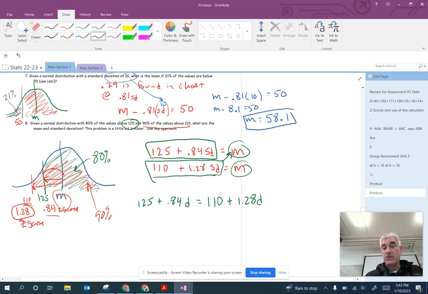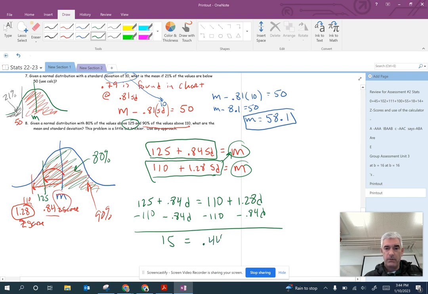Now this is just algebra. I'm going to subtract 0.84 D's from both sides. And I'm going to subtract 110 from both sides. And then I'll get 15 equals 0.44 D. And now dividing both sides by 0.44, I'll solve for D. So then D equals 15 over 0.44.